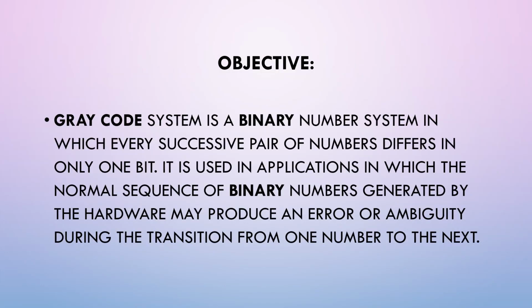The gray code system is a binary number system in which successive pairs of numbers differ in only one bit. It is used in applications in which the normal sequence of binary numbers generated by the hardware may produce an error or ambiguity during the transition from one number to the next.